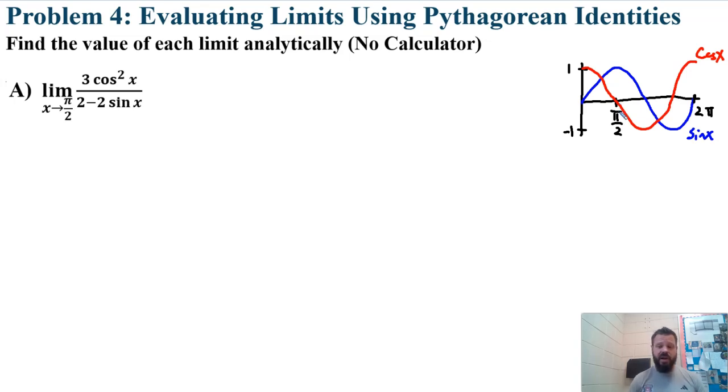So when I try to use direct substitution with pi over 2, I'd get a 0 on top. And on the bottom, sine of pi over 2 is 1, so I'd have 2 minus 2 times 1, which would be a 0 as well. So with direct substitution, this limit gives us the 0 over 0 indeterminate form, meaning that I can't evaluate this limit directly. I'm going to have to do some rearranging.